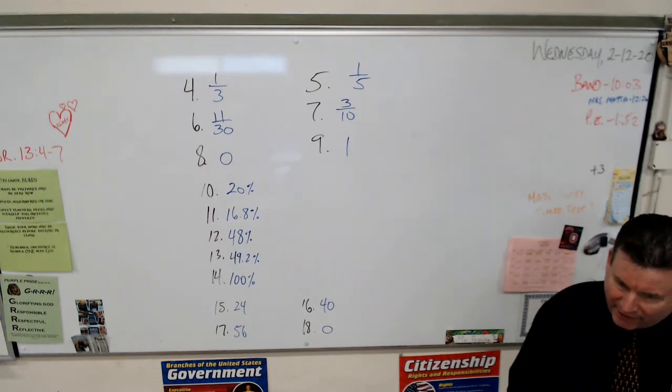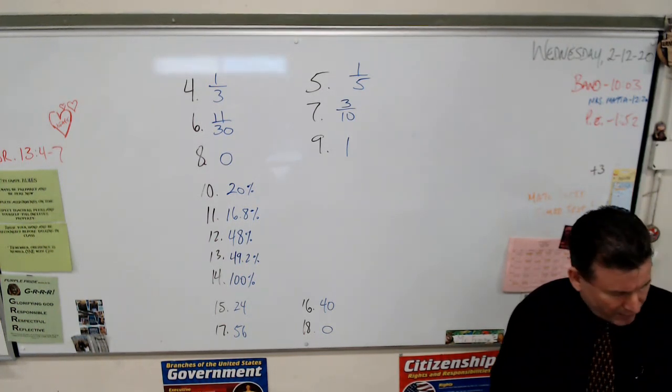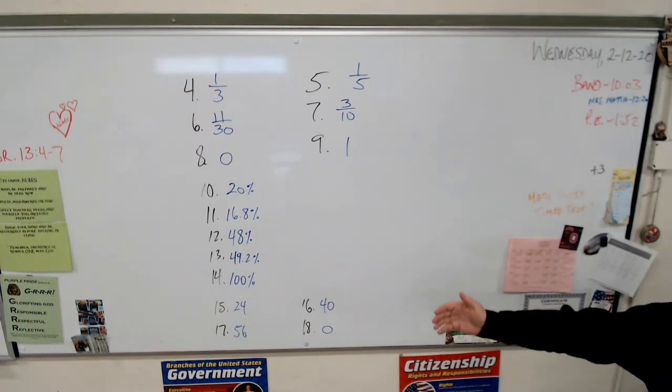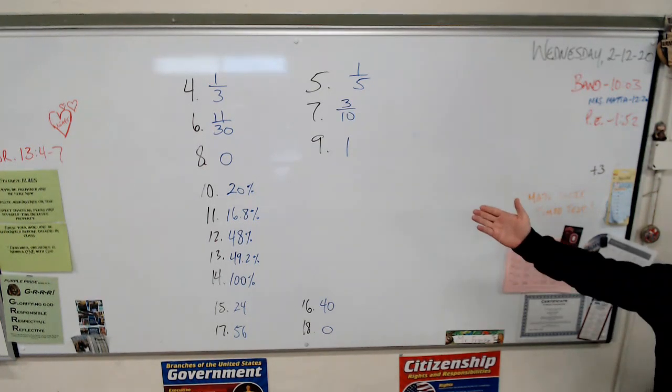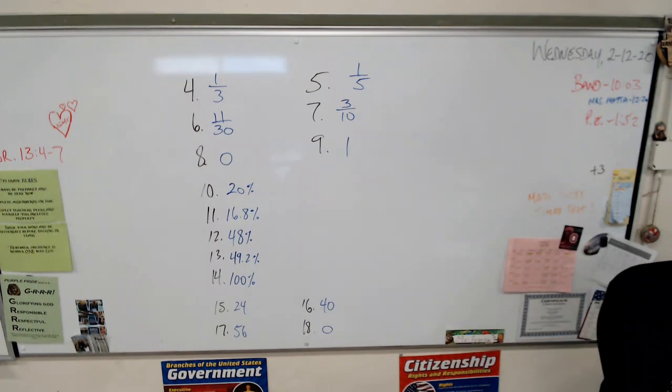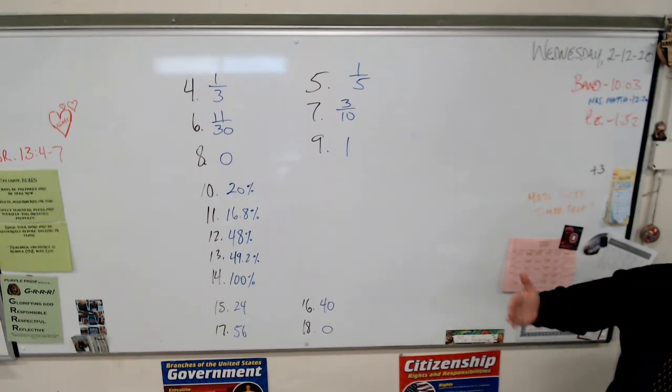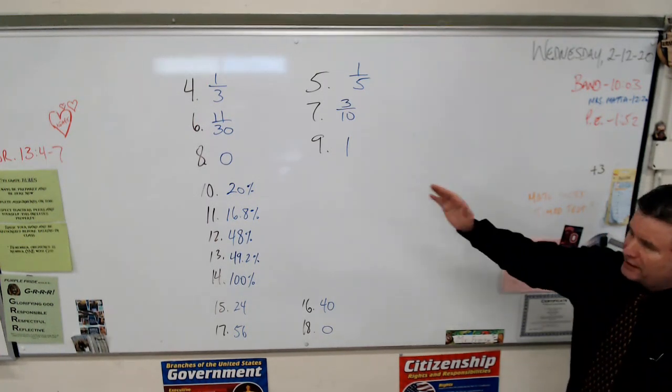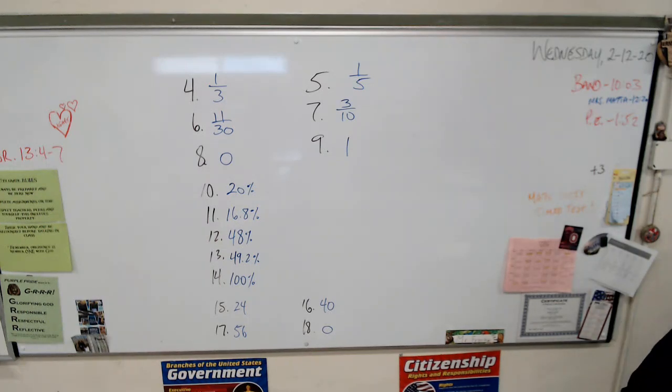Today is Wednesday, February 12th, 2020. The answers are on the board. Cameron says, why are they like that? I said, because that's how they are in the book, so I put them on the board like they are in the book. 4, 5, 6, 7. Check your answers. If you don't have those, you are delinquent.